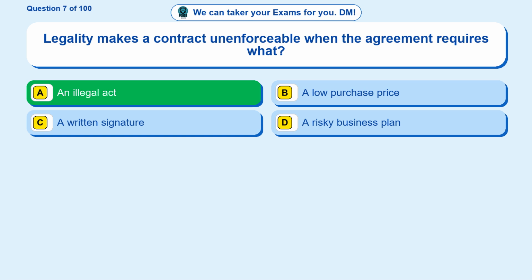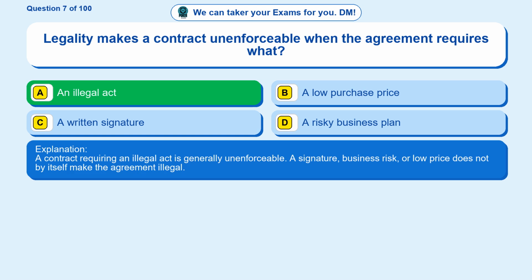An illegal act. A contract requiring an illegal act is generally unenforceable. A signature, business risk, or low price does not by itself make the agreement illegal.